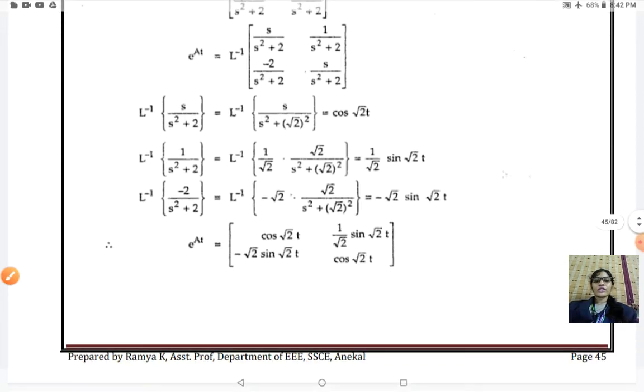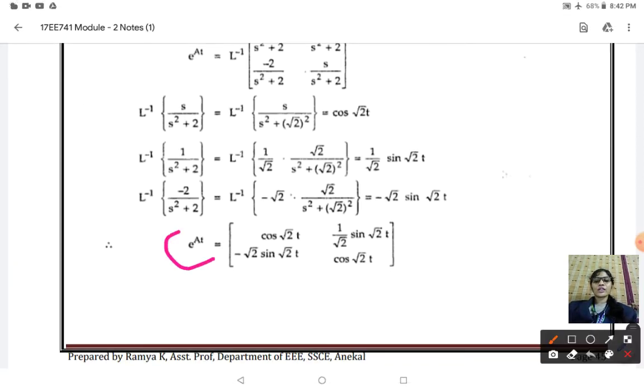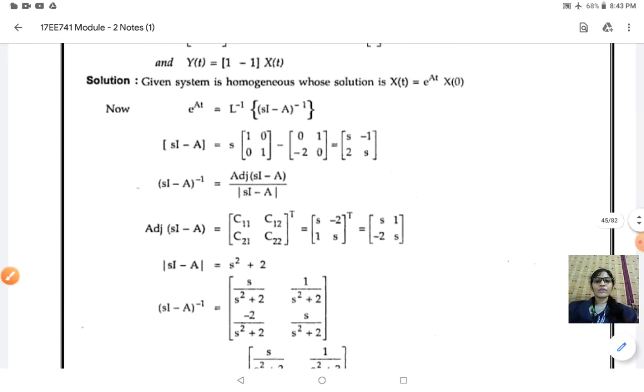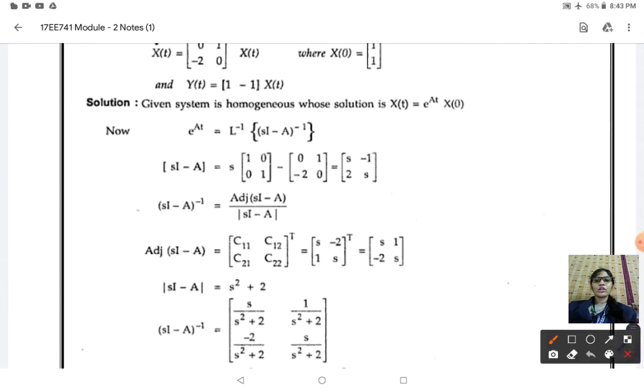So when doing so, you will get an answer e to the power of at as so and so matrix. Now we need to obtain your zero input response. The formula to obtain the zero input response is e to the power of at into x of 0. We have identified e to the power of at, and in the given problem they have very clearly given x of 0.